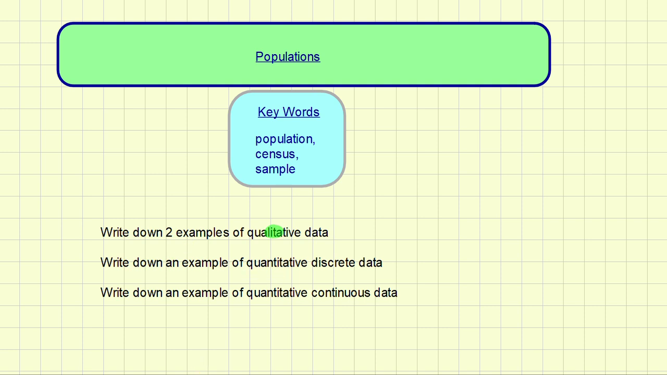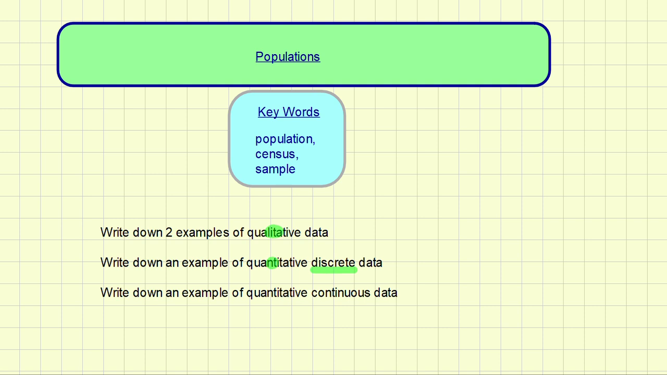Write down an example of quantitative data. That's numerical data. Data that you've collected that has a numerical answer. So height of plants, number of leaves on a tree. Now, discrete, however, cannot be height of plants. It could be number of leaves on a tree.